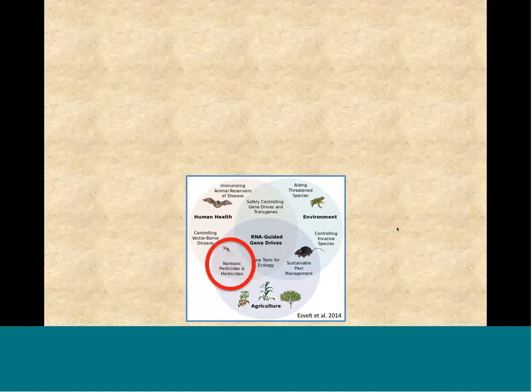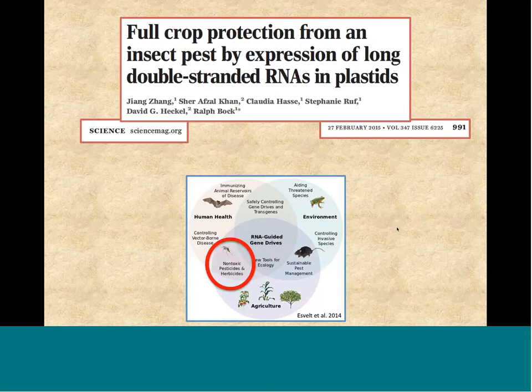Moving on to other parts of this figure, this idea of non-toxic pesticides and herbicides, I think this needs to be looked at much more carefully because the whole idea is to engineer a population so that it becomes susceptible to something that's not toxic. But it seems to me that's been leapfrogged by the approach of using double-stranded RNAs, where you have something that, if it's done well, would be non-toxic and very specific.